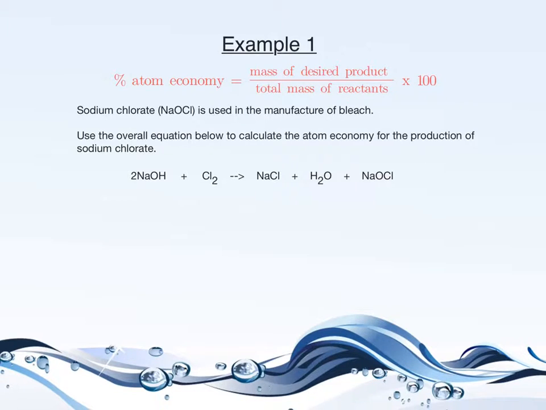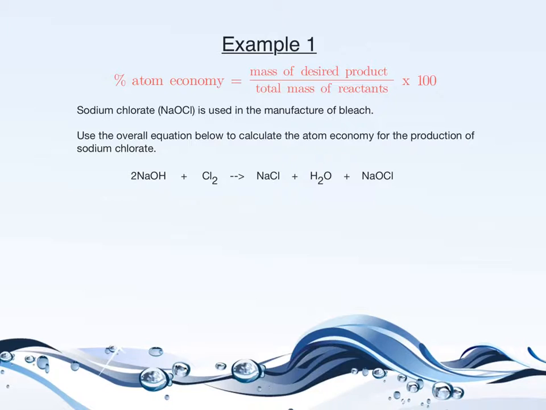Let's look at an example. Sodium chlorate, which is NaOCl, is used in the manufacture of bleach. Use the overall equation below to calculate the atom economy for the production of sodium chlorate. The important thing to remember about atom economy calculations is that all you need to do the calculation is a balanced equation.